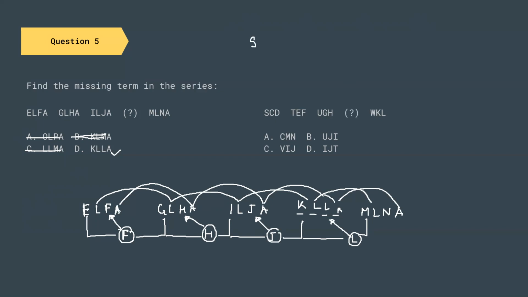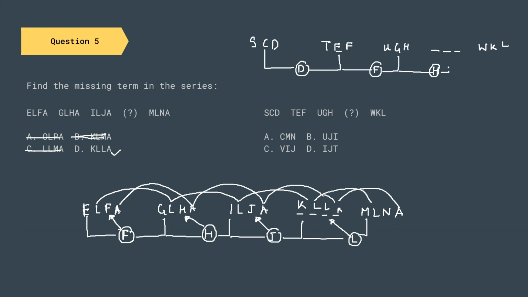Second pattern, we have S, D, E, then a space, then T, E, F, then a space, U, G, H, then a space, and the missing word will have 3 letters, and the last one is W, K, L. As you have already guessed here, C, E, so D is missing, so this will be C, D, and E, then F and G, and this will be H, and this will be I.